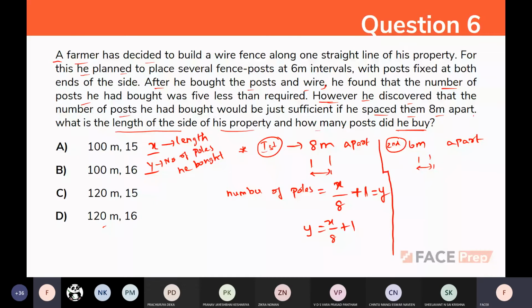Similarly, the second case will be y is equal to x divided by 6 plus 1. I am saying a minus 5 will be there, because he has 5 less than required when he planned this case. When he planned 6 meters apart between each pole, the total poles he got was 5 less than required, right? That's given in the question. So we need to reduce 5 from the total poles to get y in this case. Clear?